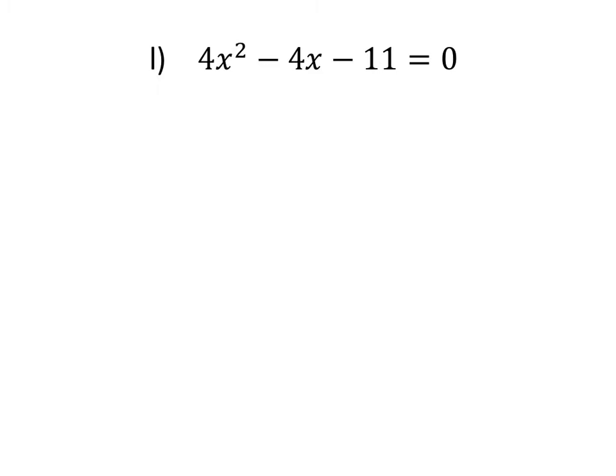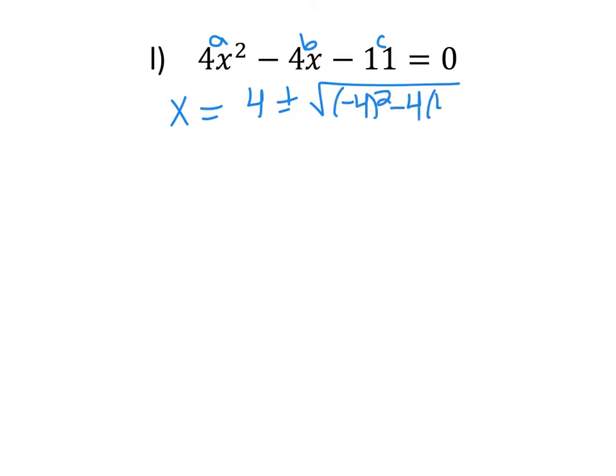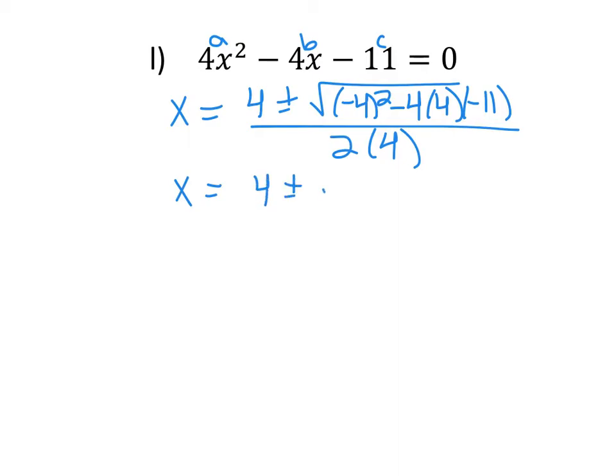Letter L. Again, we're all set up here. So x equals negative b, which would be 4, plus or minus the square root of negative 4 squared minus 4 times negative 11, all over 2 times 4. X equals 4 plus or minus, and when you do everything under the radical, you get 192. This is all over 8.